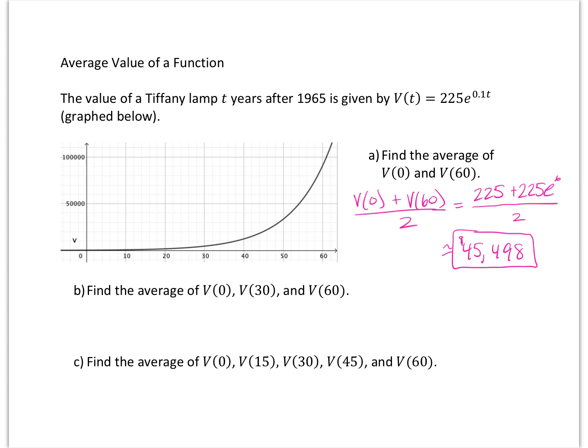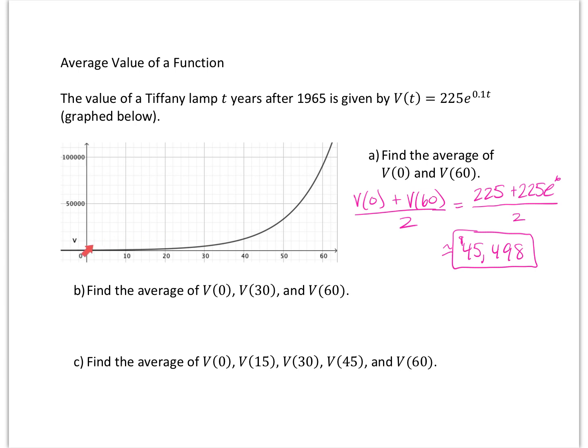Okay, so you can see that at t equals 60, it's close to $100,000. At t equals 60, the lamp is worth almost $100,000. At t equals 0, it's worth $225. So the average between almost 100,000 and 225 is 45,498. If I want to know the average value over those 60 years, that's a place I could start.